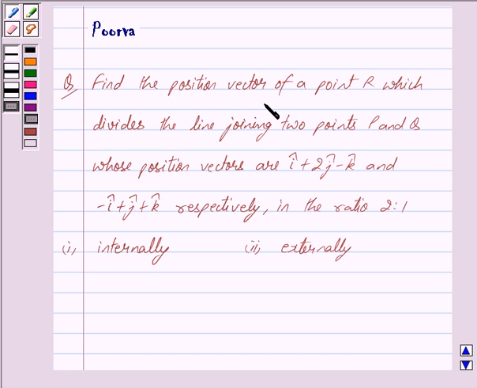Find the position vector of a point R which divides the line joining two points P and Q, whose position vectors are i cap plus 2j cap minus k cap and minus i cap plus j cap plus k cap respectively, in the ratio 2:1, first internally, second externally.